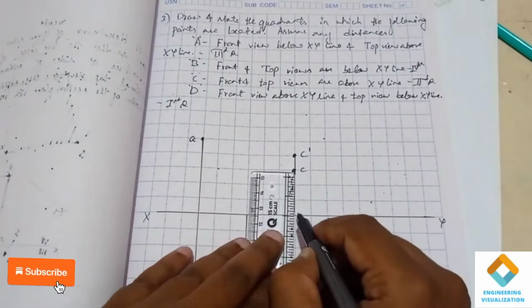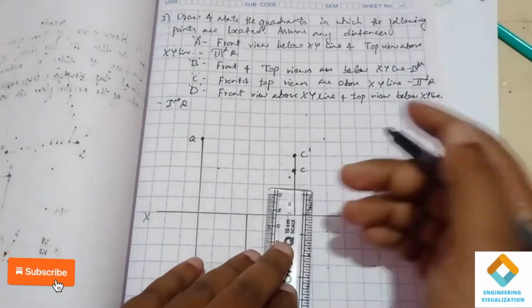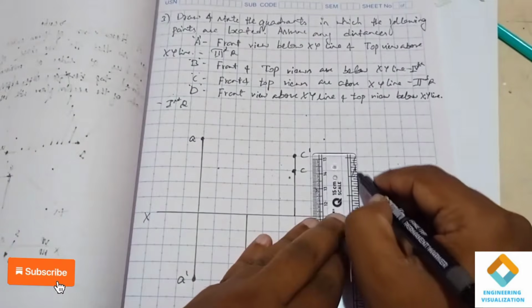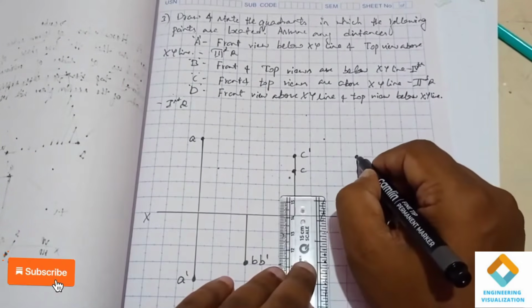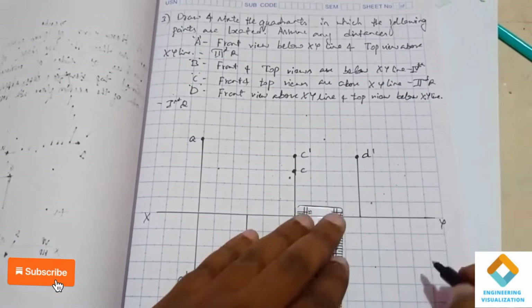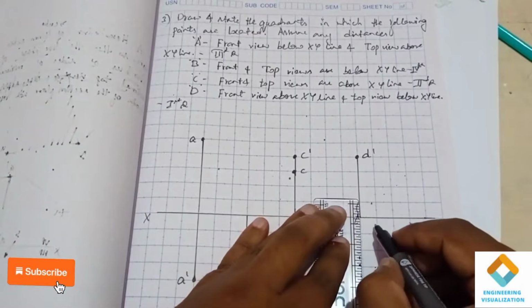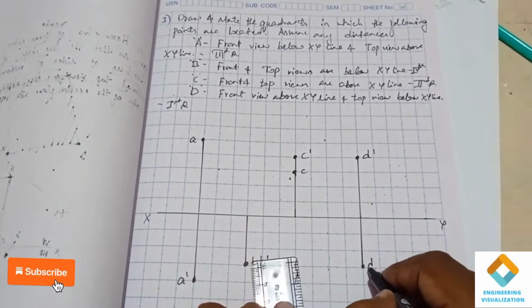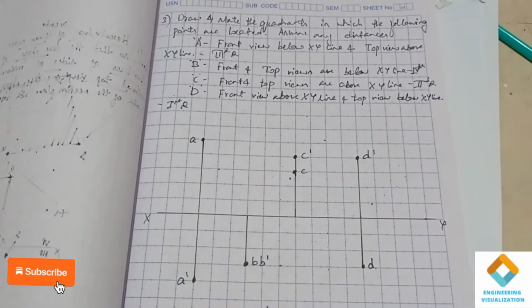Next, the fourth point, point D: front view above xy line. So here I'll mention the front view, this is D dash, and the top view below the xy line. So here we have assumed any distances. You can assume them, as it is given in the question. So that completes the problem.